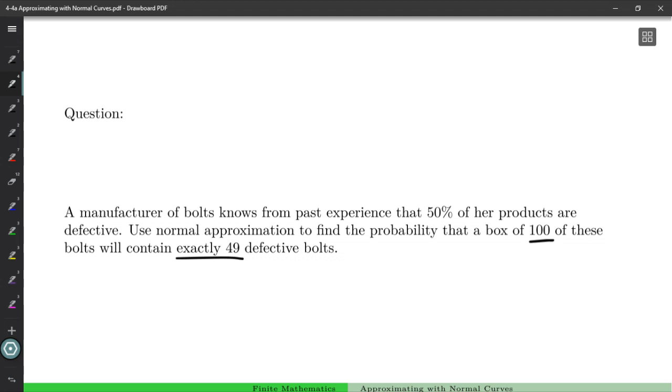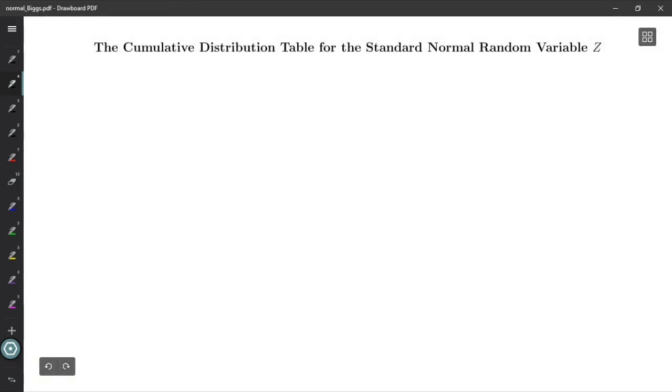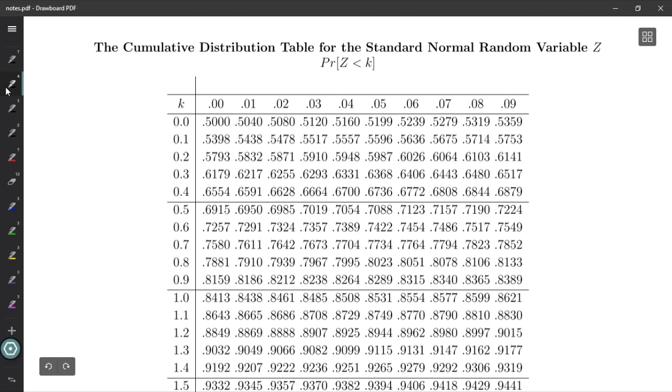Well, think about how we would inspect these bolts. You'd pick up one of the 100 bolts in the box, and you'd check, is it defective or not? 2 outcomes, and you're doing this 100 times. What we have here is a binomial random variable. We're doing something 100 times, and the chance of finding a defective bolt is 0.5. So that means we've got a particular probability that we might like.